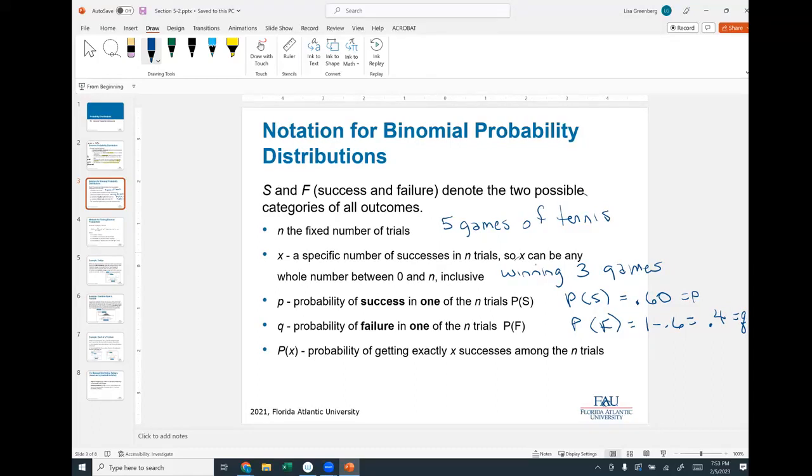Okay. And then P of X is the probability of getting exactly x successes among the n trials. So I want to say the probability of 3. That's what that notation means.